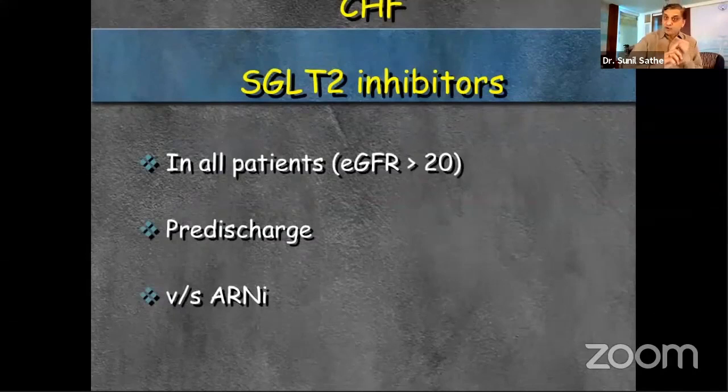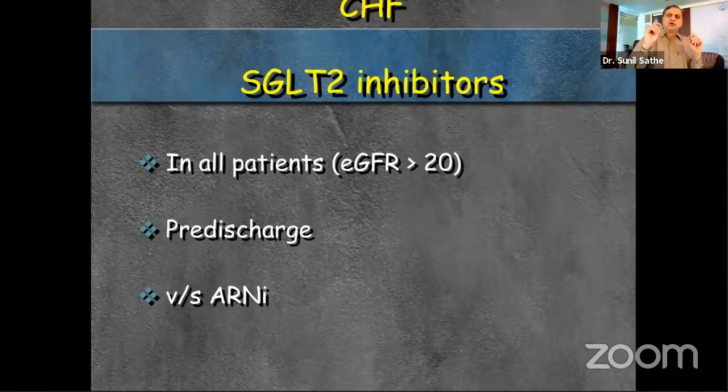SGLT2 inhibitors, I would use in all patients. The GFR should be more than 20, some say 15, but 20. Pre-discharge after acute decompensated heart failure, this is the drug to be thought of. And whether you should give ARNI first or SGLT2 inhibitor first, this is a topic by itself. But let me tell you, I want 4 drugs.